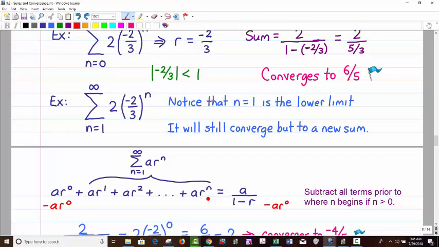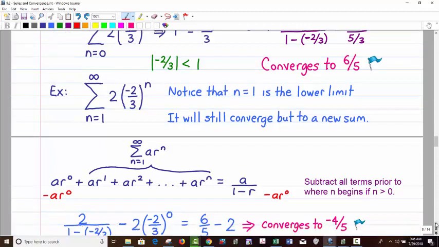Okay. So what we do is we subtract off both sides, minus AR^0, minus AR^0. So that means to do it for this one, starting at n equals 1, you just take the formula A over 1 minus R, so we still start with that. Then you subtract out what the 0th term would be, so that way it will add up from 1 all the way to infinity. It'll remove the 0. So you see, you subtract all terms prior to where n begins if n is greater than 0.